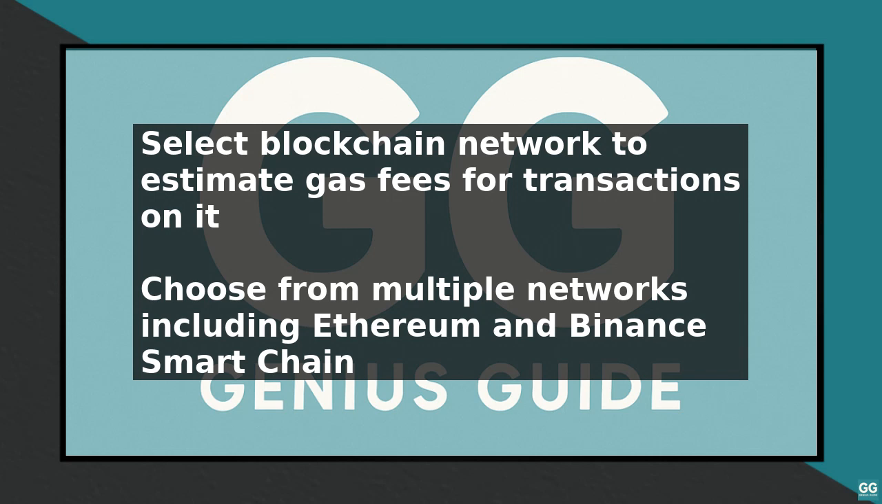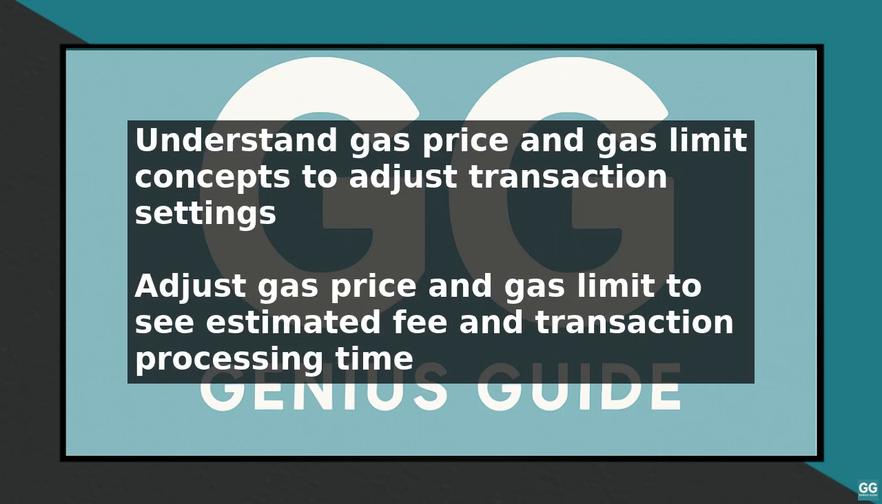It is essential to understand the concepts of gas price and gas limit. Gas price is the amount of cryptocurrency you are willing to pay for each unit of gas, while gas limit is the maximum amount of gas you are willing to use for a transaction. A higher gas price can result in faster transaction processing, but it also increases the cost.